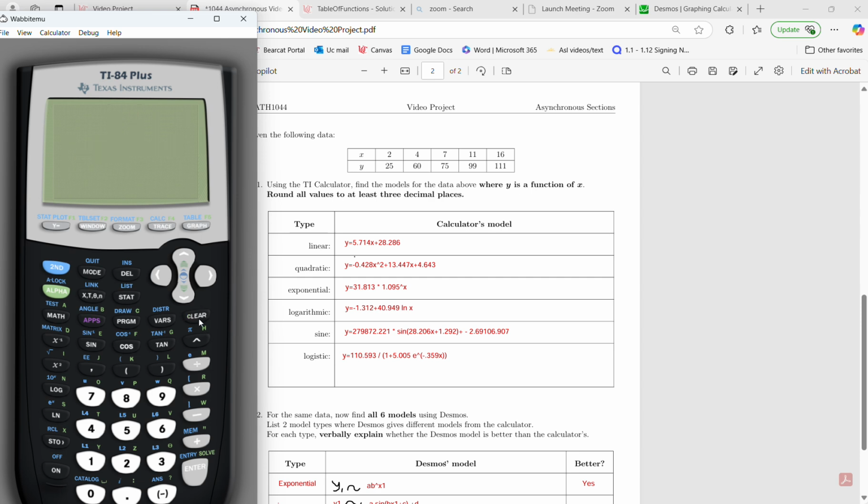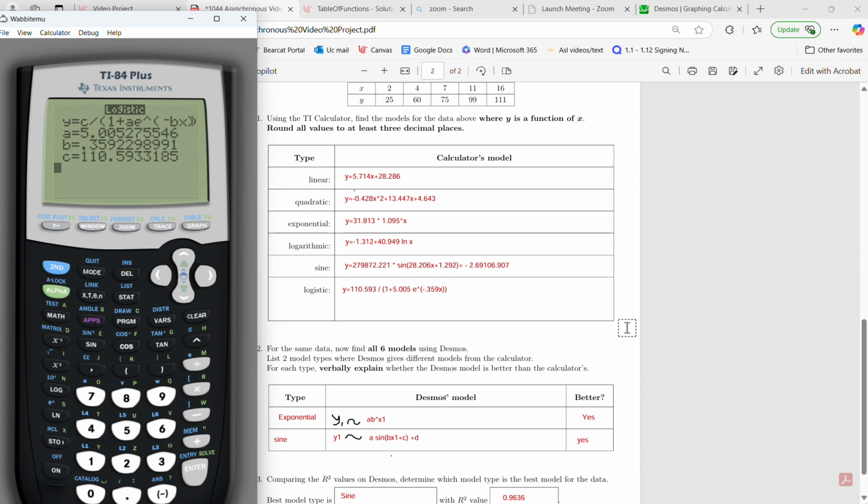And then logistic, we'll go to Stat, Calc, go down to logistic, right here. And that's all good. We've got our X and our Y list, calculate. This one kind of takes a minute to calculate. And then there are our numbers to put in the formula. So that is how I figured out these equations for number 1.